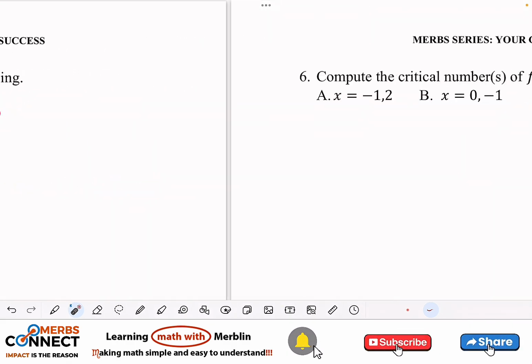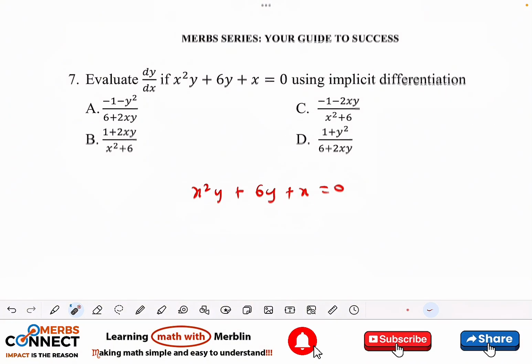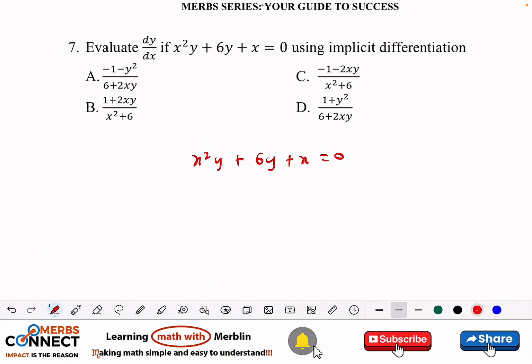But this one is implicit because we cannot make y the subject alone, right? So let's use the idea of implicit differentiation to do that. First we need to use the product rule here. I'll maintain y and differentiate x squared. I'm going to get 2x plus.